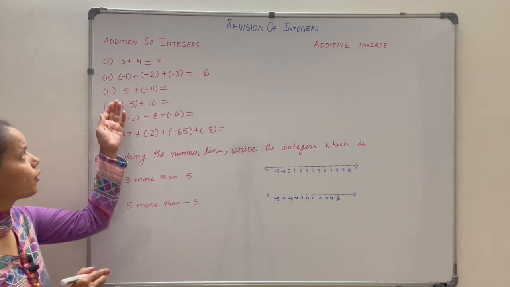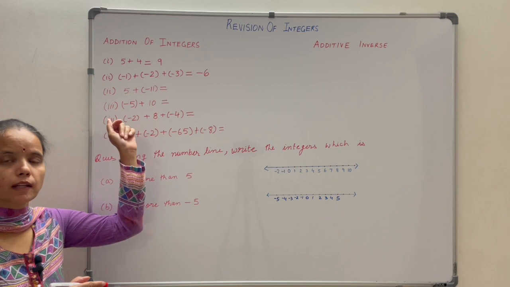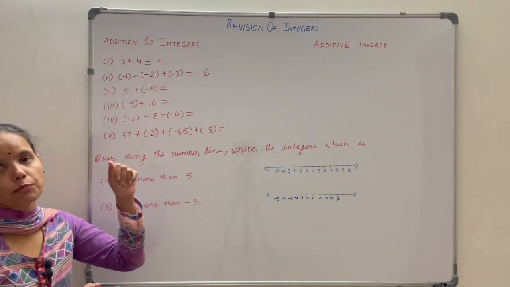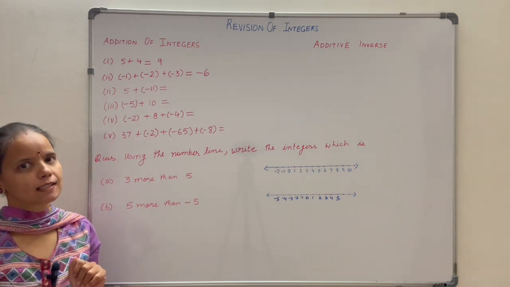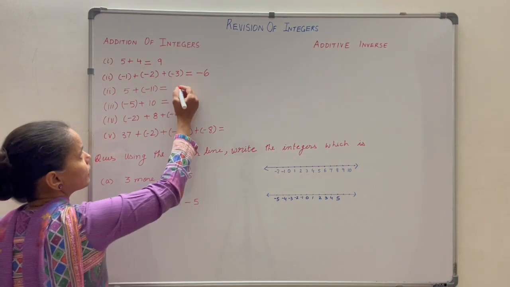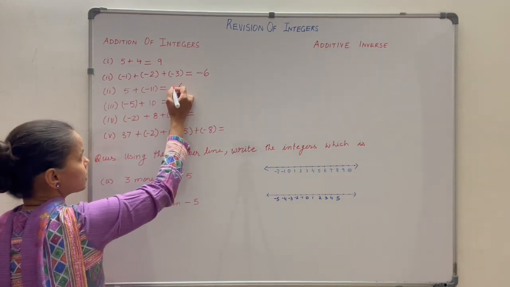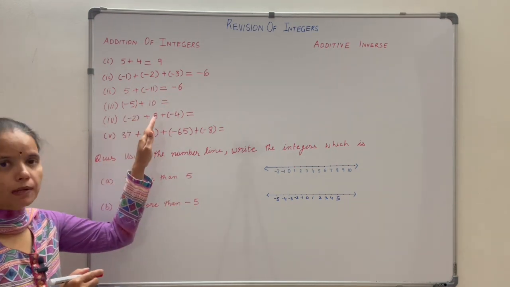Now when you add a positive and a negative integer, you need to find the difference and the sign of the greater number. So the difference between 11 and 5: you subtract the smaller number from the greater. So 11 minus 5 is 6. And the sign of the greater number, 11: what is its sign? Minus. So this is minus.